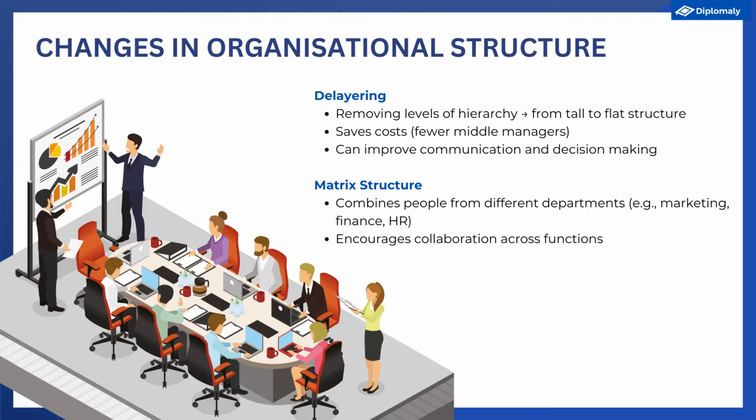Finally, we have terminology that describes the changes in the organizational structure. Delayering is the process of removing one or more of the formal layers of hierarchy within the organization. This reduces the level of hierarchy in the firm, moving it from a taller structure to a flatter structure. We will discuss what these structures are in more detail in the next slide. Matrix structures are a type of structure that combine people from different parts of the organization. This typically involves people from different departments, such as marketing, finance, or human resources, working together for the business.